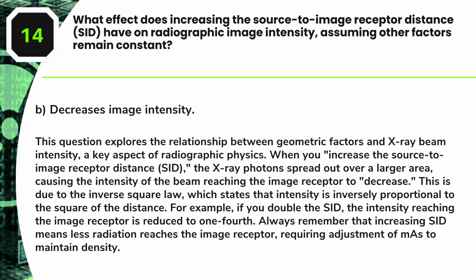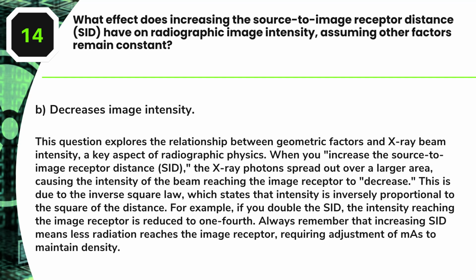Answer: B. Decreases image intensity. This question explores the relationship between geometric factors and X-ray beam intensity, a key aspect of radiographic physics. When you increase the source-to-image receptor distance, SID, the X-ray photons spread out over a larger area, causing the intensity of the beam reaching the image receptor to decrease.